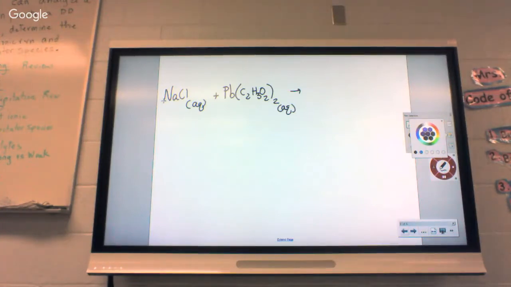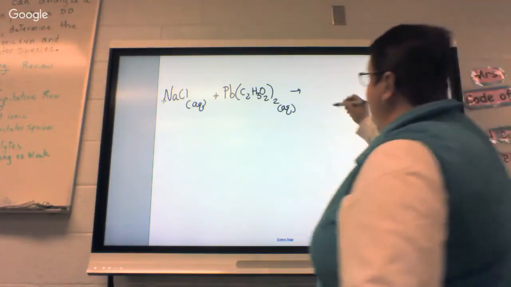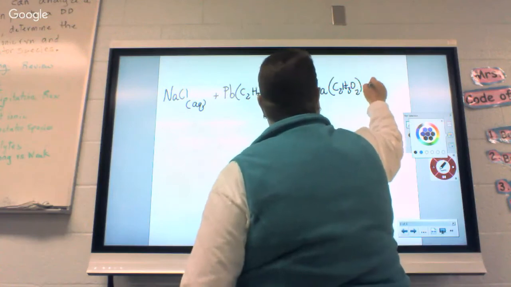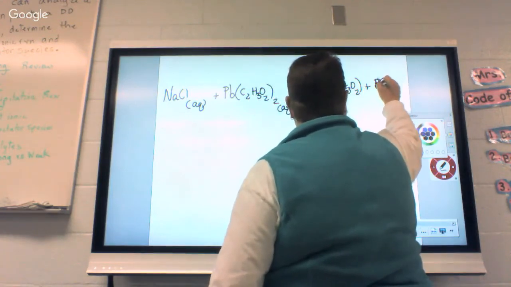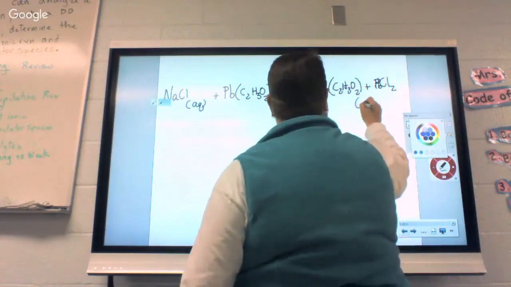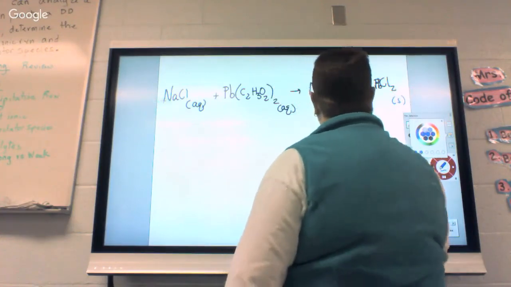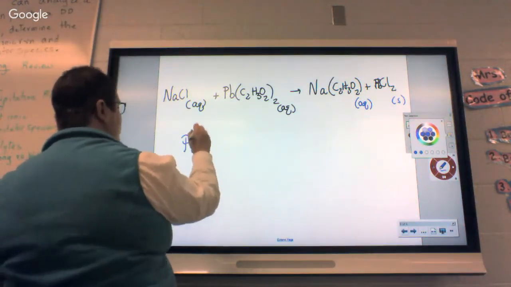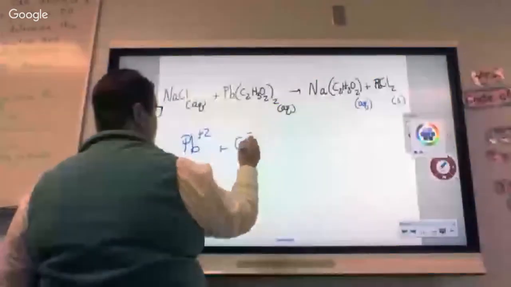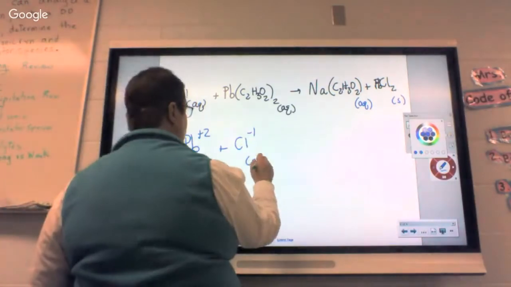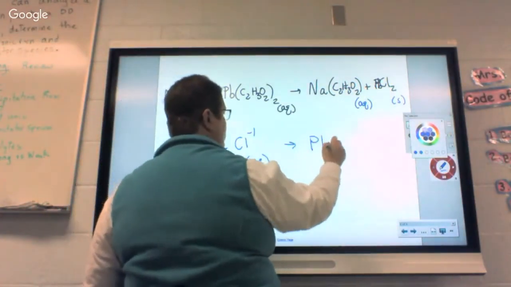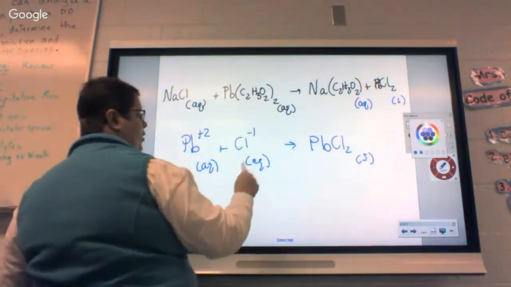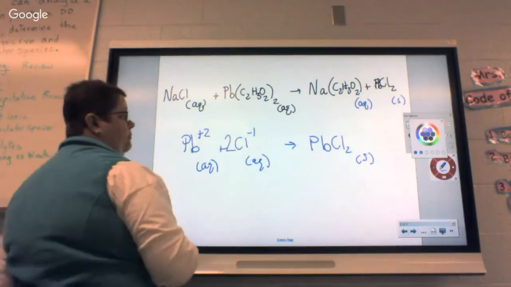All right, so, did we come up with NaC2H3O2 and PbCl2? Did we get aqueous and solid? Okay. So from that, Pb+2 plus Cl-1, both of these are aqueous, and you get PbCl2 as a solid. Now, this one has to be balanced because you got 1 chlorine, 2 chlorines, so I need a 2 there.